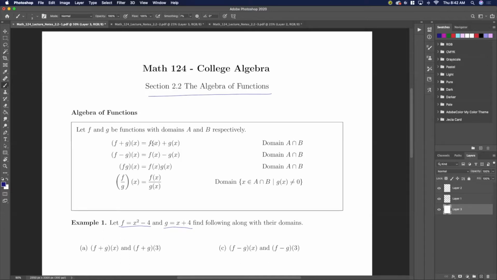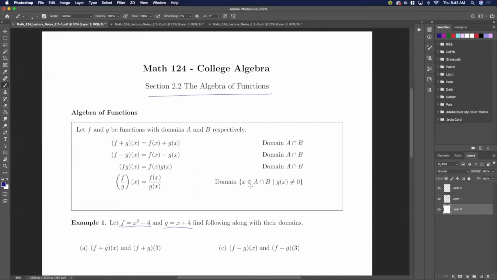That's nothing really all that special. You're just adding one function to another. We can subtract one function from another. We can multiply one function by another. And the domain of the corresponding function will be the intersection of the domain of A and the domain of B. So everything has to work in both A and B. That makes a lot of sense because if it doesn't work for a part of it, the whole function will fall apart.